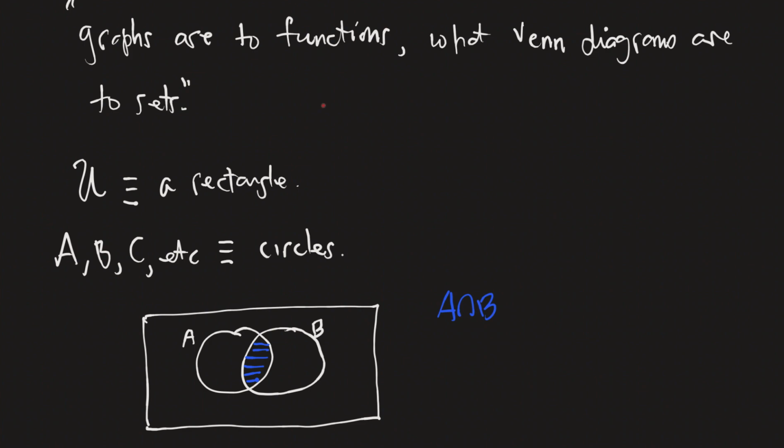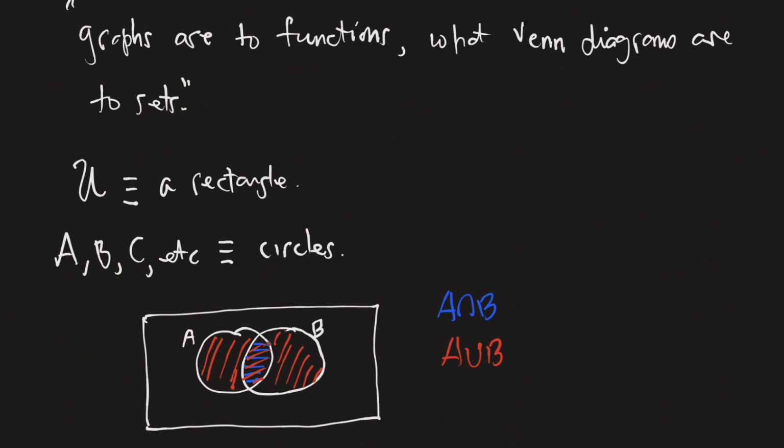If I wanted to represent the union, remember what the union is? It's all the elements in A or B or both. So that red region now is A union B.